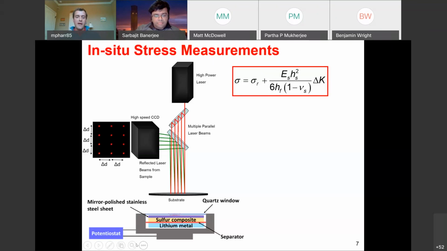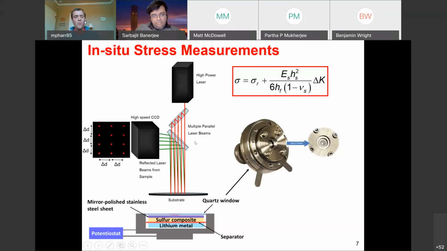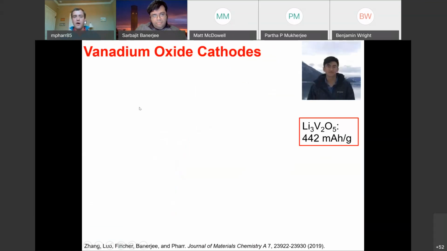And so now we integrate this system with a modified electrochemical cell into which we have a quartz window for optical access. And then we can monitor average stresses that develop for whatever electrode of interest we want to monitor while we're doing electrochemistry, and see how these things interplay. And so here's one example of that.